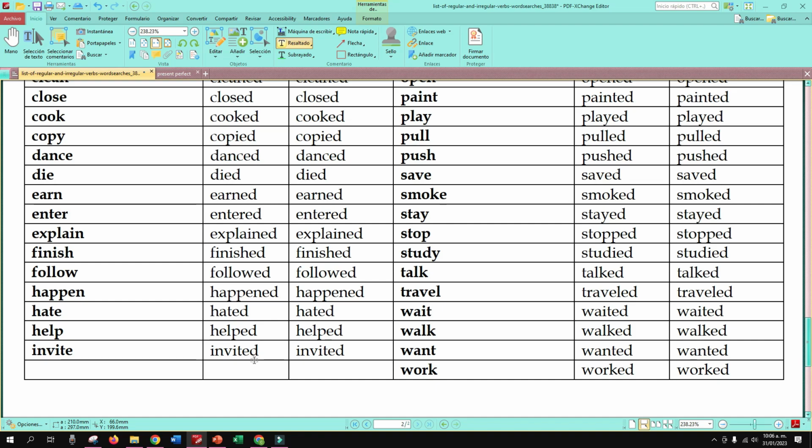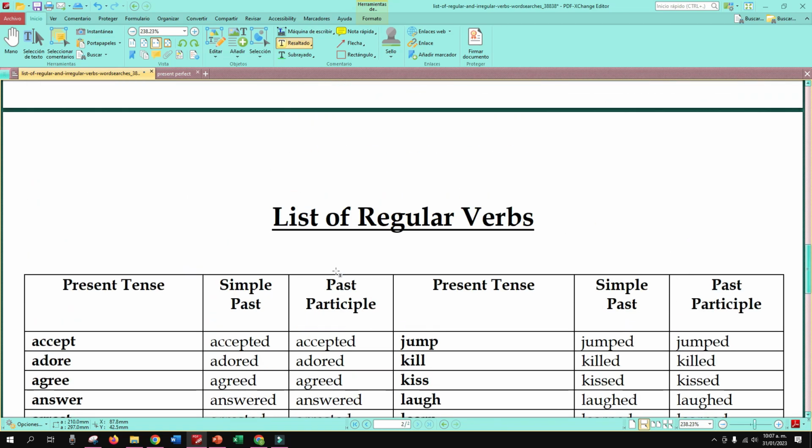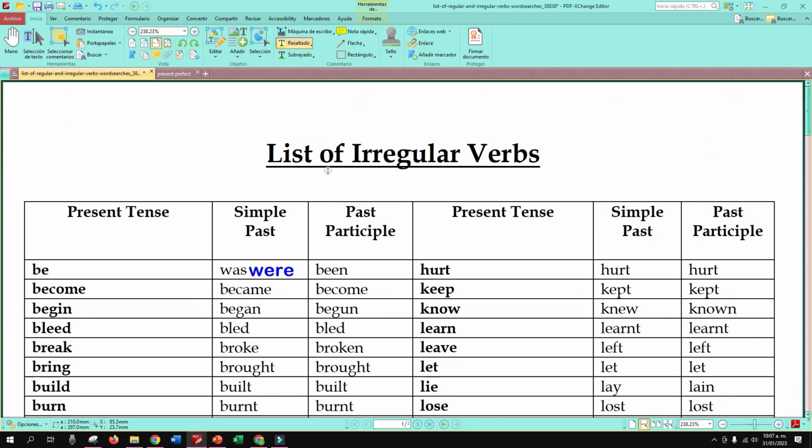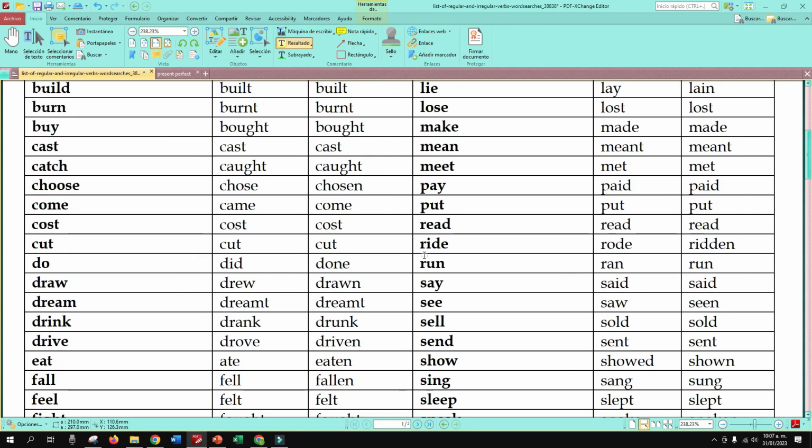Invite, invited, invited. So with the regular ones, you're going to have the same in simple past and in past participle with the -ed. And you should study more the irregular ones because you need to change almost all of them. For example, look at this one. Did. You have do, did, done.